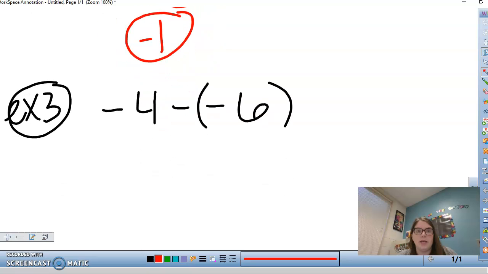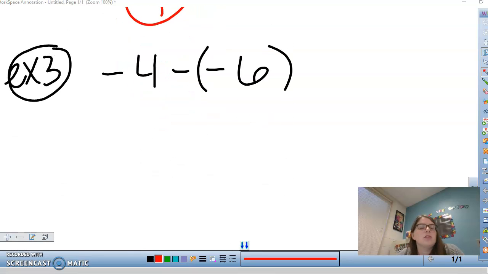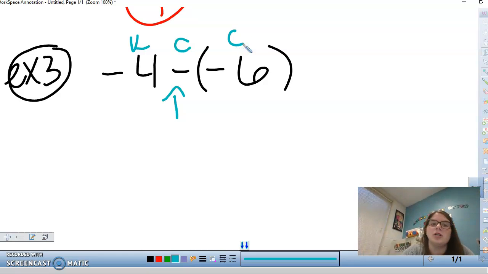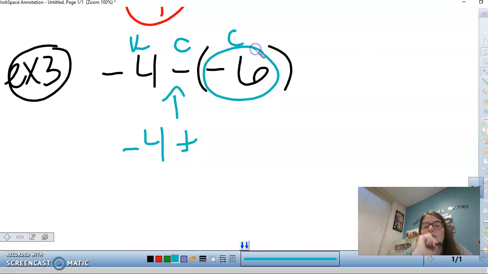All right, we'll do one more together, and then you'll try one on your own. For this one, we have -4 minus a -6. Again, since I'm subtracting, and I can tell because this is a subtraction sign, I'm going to K, C, C. Keep, change, change. The -4 is going to stay the same. I'm going to change subtraction to addition. This 6, however, is now negative, so I need to change it to be a +6.